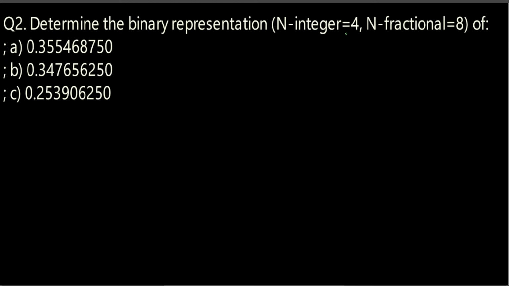Representation: n integer is equal to 4, n fractional is equal to 8, of 0.35546875 and all this number. Okay, let's look at these three numbers. Now let's look at the A part.